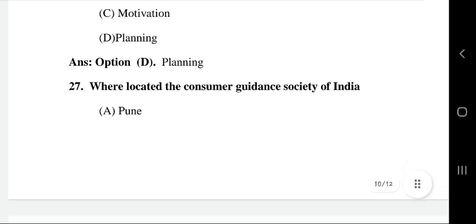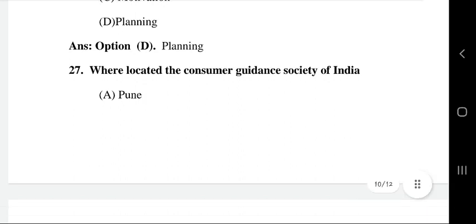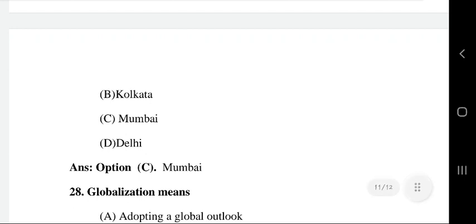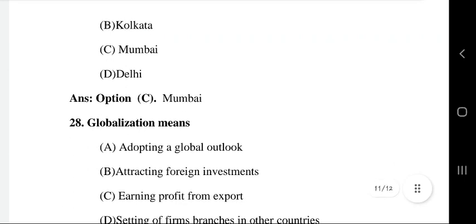Where is the Consumer Guidance Society of India located? Options are Pune, Kolkata, Mumbai, Delhi. Option C is the answer, Mumbai.